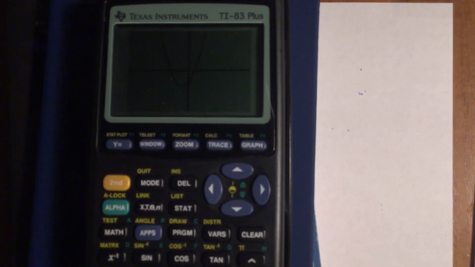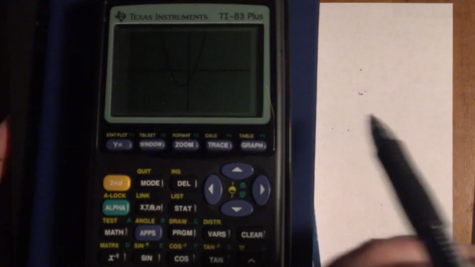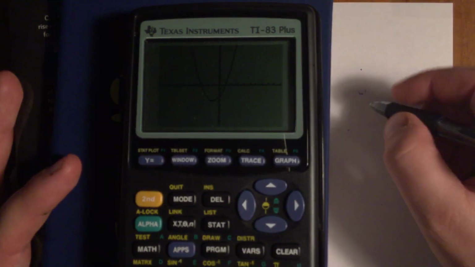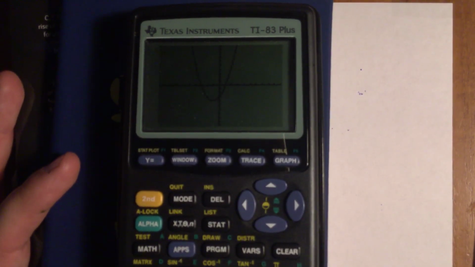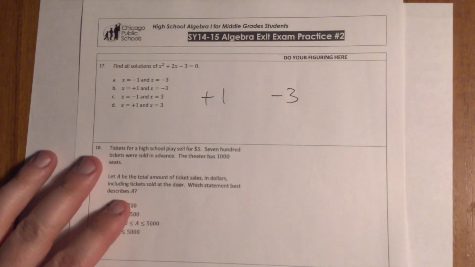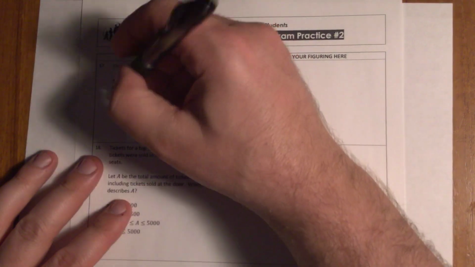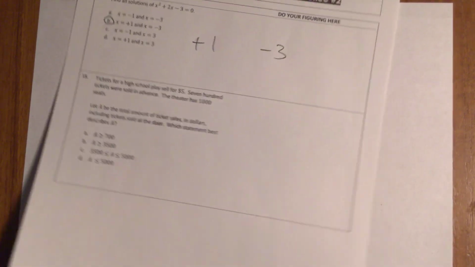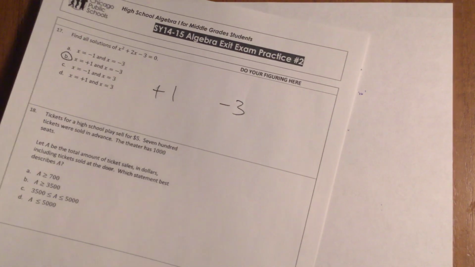All right, there you go. I can already see the solutions. It looks like it crosses at positive 1 and negative 3. There's the solutions. That's literally like a 30-second question. It looks gnarly, but it isn't. Positive 1 and negative 3. Boom. All right, the next one's an inequality. But once again, not so tough if you slow down and think about it for a minute.